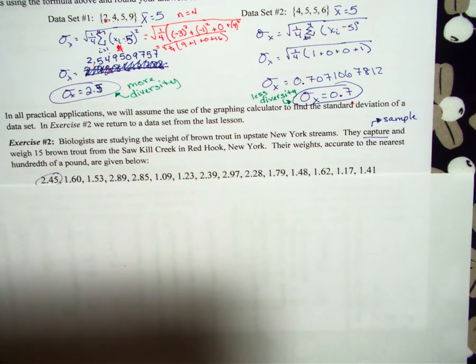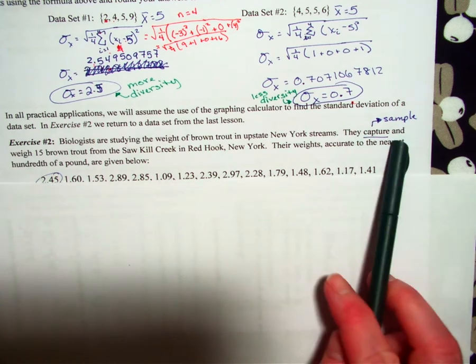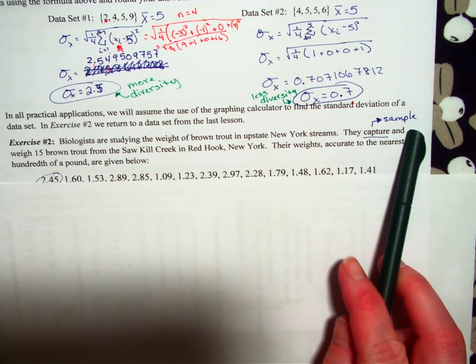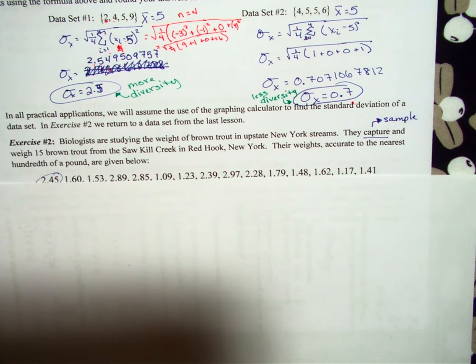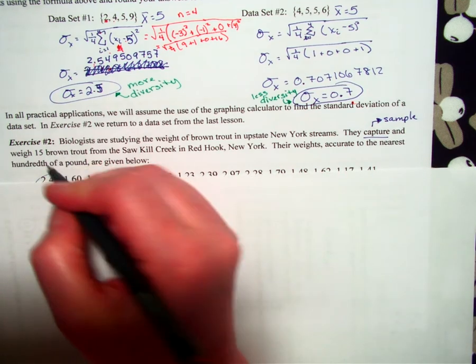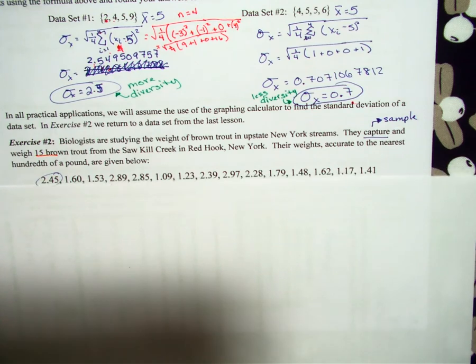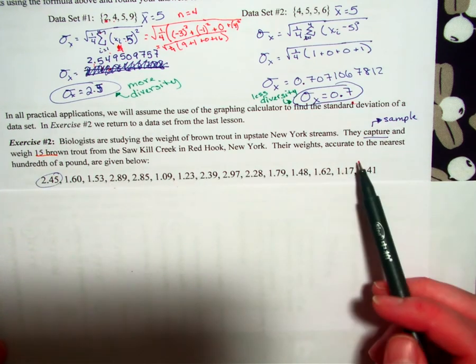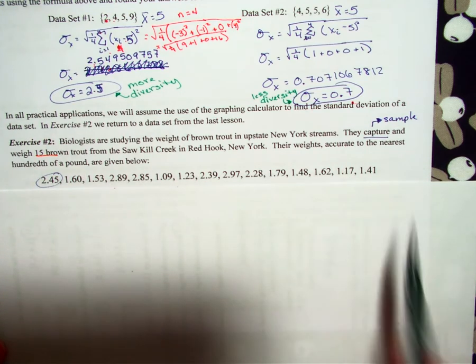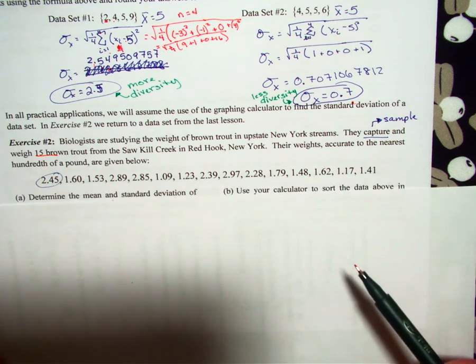So we've got biologists studying the weights of brown trout in upstate New York streams. As you can see, they took a sample because there's no possible way that they could weigh every single trout in that stream that they are looking at. So they took a sample of only 15 of the trout. So we got 15 trout. Their weights that are accurate to the nearest hundredth of a pound are given here. So these are all of their weights.